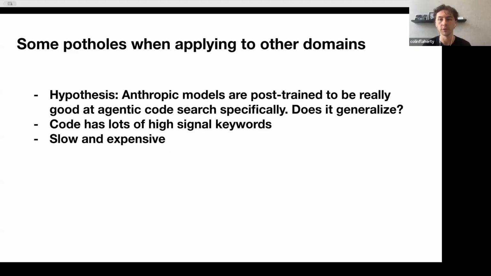So there are going to be some potholes when applying this to other domains. One of my hypotheses that I haven't really confirmed, but I think may be true, is that Anthropic models are post-trained to be really good at agentic code search specifically, but I'm not sure how well that generalizes to other domains. As I just mentioned, code is a lot of high signal keywords. And also all of this is pretty slow and expensive.